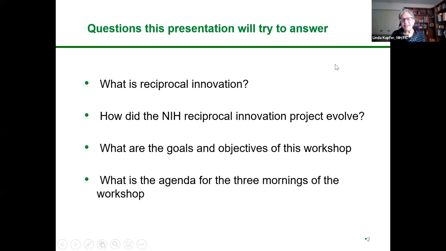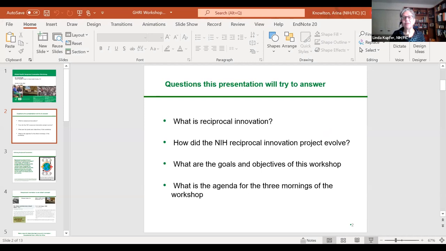For my presentation, I will give some context to the GHRI workshop by addressing the following questions. What is reciprocal innovation? How did the NIH Global Health Reciprocal Innovation Project evolve? What are the goals of this workshop? And finally, what exactly will we be doing for the next 3 days? Next slide, please.